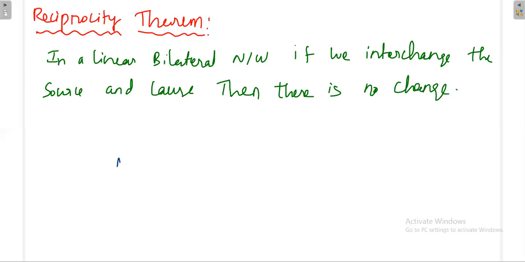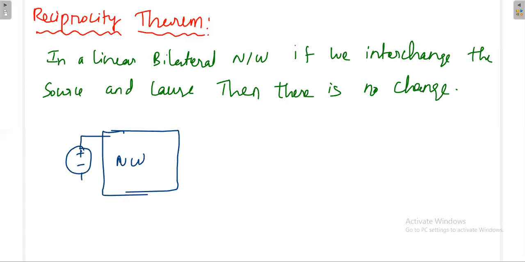You take any linear bilateral network. Suppose I am connecting my voltage source here, and some element is there, or let it be short, no problem, anything it could be. Now I am getting some current here. Now what am I going to do? The same network, I'm not doing anything.